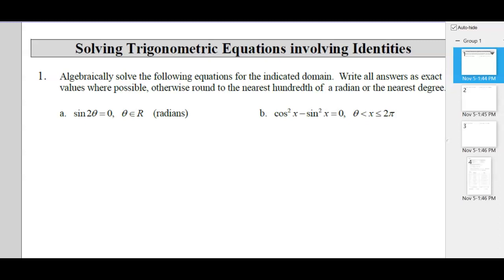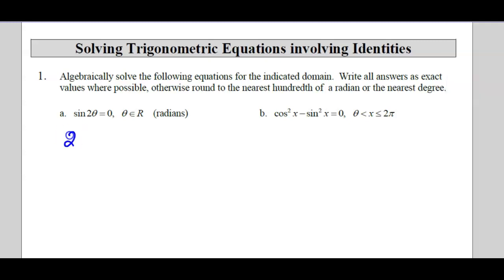But on your formula sheet, you also have an identity for sine of 2 alpha, which is 2 sine alpha cos alpha. So in this case, I could replace this with 2 sine theta cos theta on the left side. Okay? So we already know how to solve this a different way. Now we're using identities. Solving that, I'm going to divide both sides by 2.